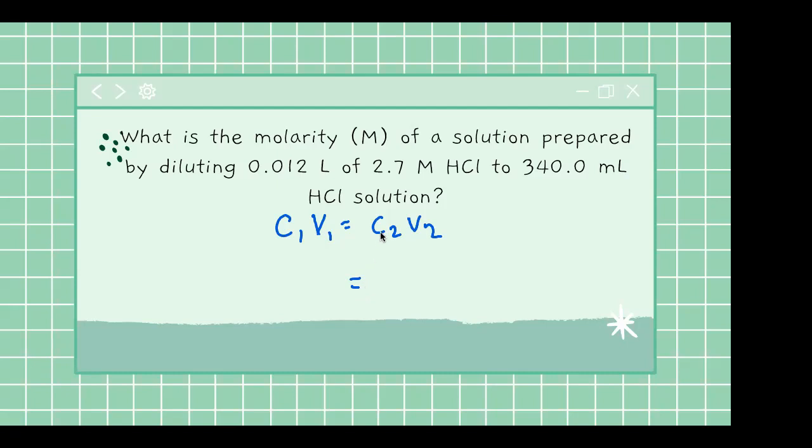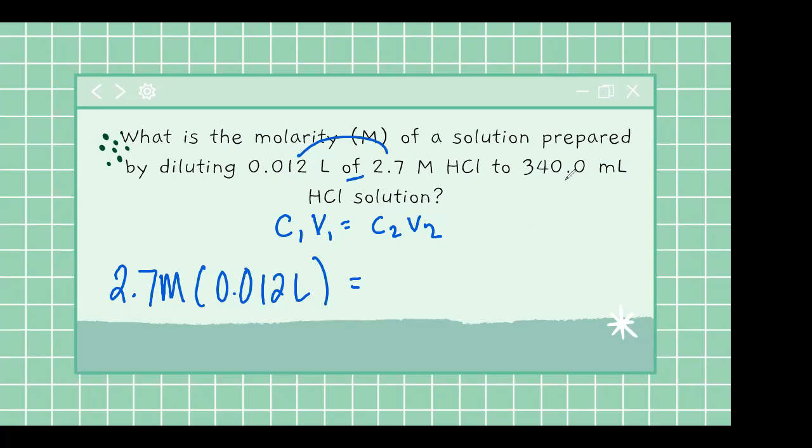Answer for the last one is 0.46 molarity. Yeah, no problem. Yeah, C2 is 2.7. So what's the V2 for that, Caitlin? Yeah, remember they are a pair. So 2.7 molarity, 0.012 liter.